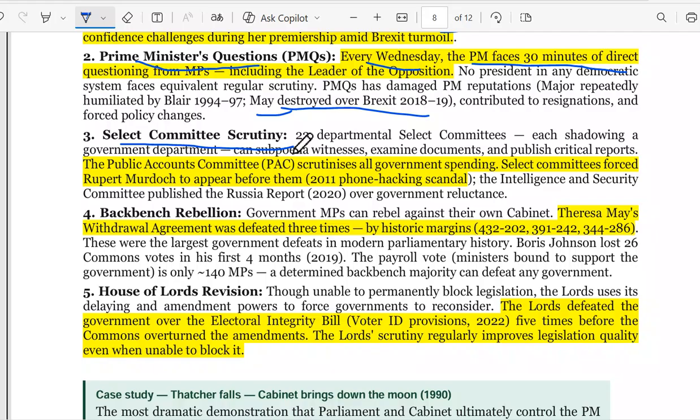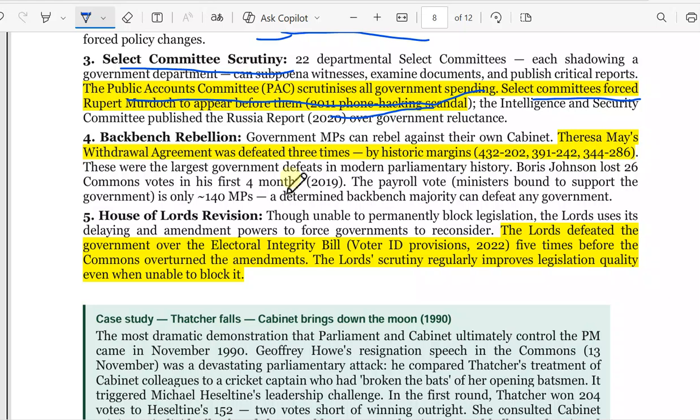We also discussed the importance of the committee system, and it is also present here. The Public Accounts Committee scrutinizes all government spending. There are Select Committees and special committees, like the one on the 2011 phone hacking scandal. Next, what happened with the backbench rebellion. All the government MPs can rebel against their own cabinet.